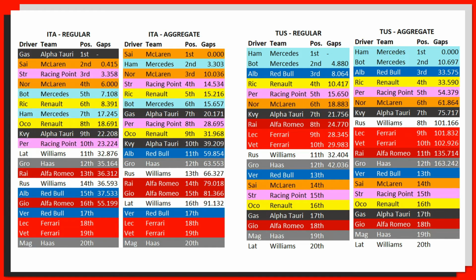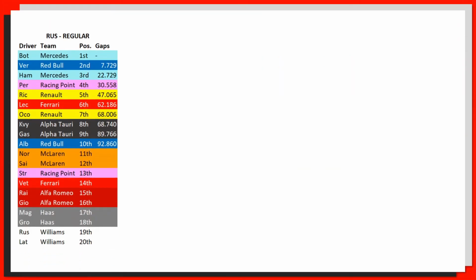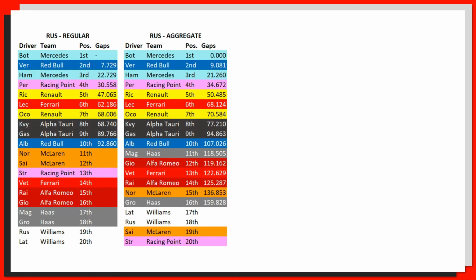Then heading on into the next 2, we pull up the race of Russia, and this was a race that was won by Valtteri Bottas from Max Verstappen and Lewis Hamilton. Again, the regular leaderboards only denote the people that finished on the lead lap. We then pull up the aggregates, and again we see that the times shoot all the way up to just below 3 minutes. But once again, it is an almost identical order.